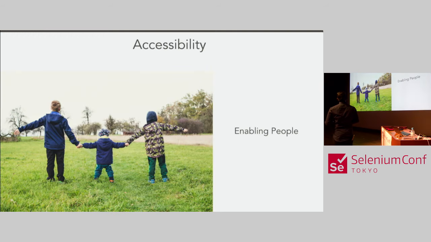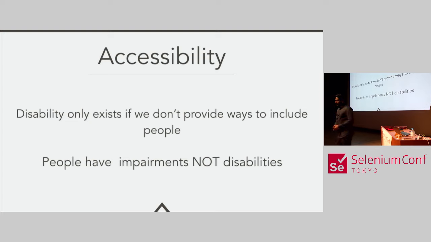A short primer, let's kick in. Accessibility is about enabling people. It's all about inclusiveness. When we mean inclusive, it's not that we do things a healthy person can do, like walking up the stairs or using a product. But how about people who have some sort of disabilities and impairments? And are we thinking about them, including them in the things that we do? So disability only exists if we don't provide them a way. And people have impairments, not disability. Emphasizing the fact here, disability is something that, yes, it happened. It could be permanent. I have a few slides back there to show you what it is all about. Is it permanent, temporary, or situational?